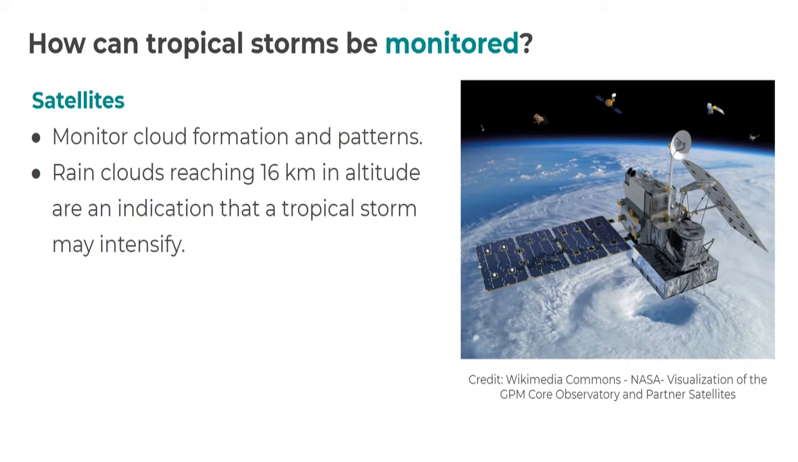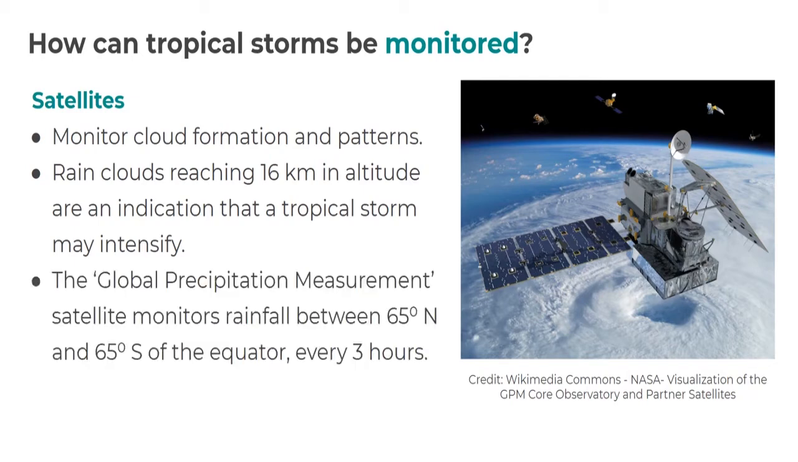The other way in which satellites monitor tropical storms is through monitoring of precipitation or rainfall. So the Global Precipitation Measurement Satellite monitors rainfall between 65 degrees north and 65 degrees south of the equator every 3 hours. And the image you see on the screen is a visualization of what that satellite looks like. And this allows us to monitor and see if rain is becoming more intense or more powerful, and therefore perhaps gives us a clue that tropical storms may be forming or intensifying. And again, this allows us to give warning and preparation time to those who the tropical storm may go on to affect.